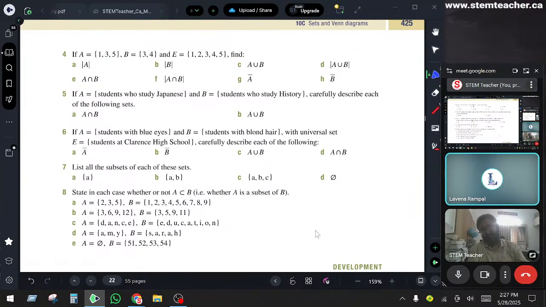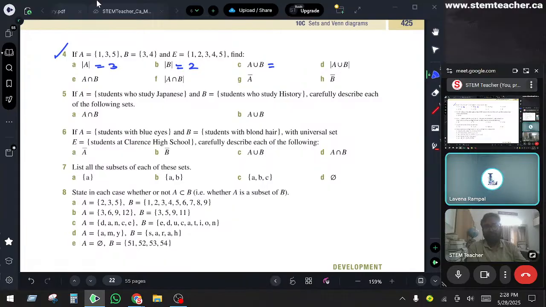Now you can do this. What is this? If A is equal to {1, 3, 5}, B is equal to {3, 4}, and E is equal to {1, 2, 3, 4, 5}. What is the first part? The mod of A, the number of elements in A: 3. Next, B: 2. Next, A union B.